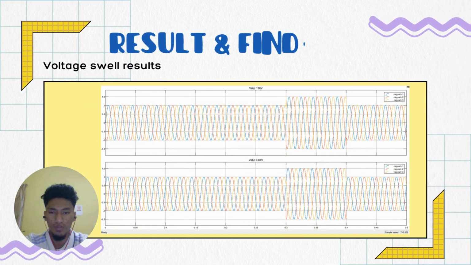So next, the figure shows a voltage swell in a three-phase system at 11 kV and 0.4 kV. Each plot displays three sinusoidal signals for the three phases. From 0.25 to 0.35 seconds, the waveform's amplitude significantly increases, indicating a transient voltage swell. After this interval, the voltage returns to normal after the DVR corrects the issue.